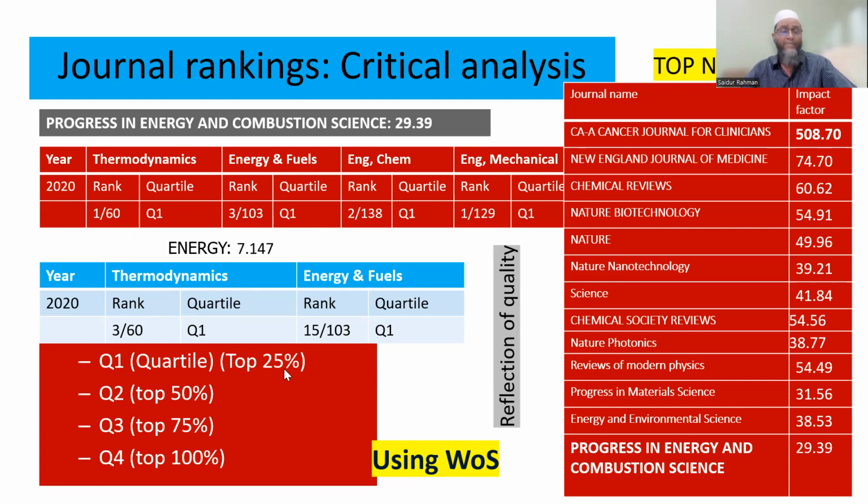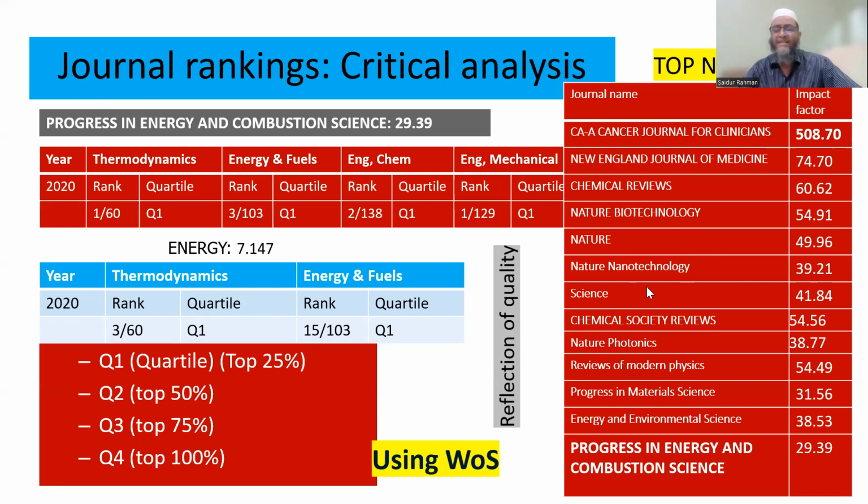Of course, more values are given on Q1 and Q2. And this also reflects that if you can publish in journals Q1 and Q2, actually, there are possibilities that paper will be cited more. So basically, all this reflects the quality of your papers, publications, citations, and so on.